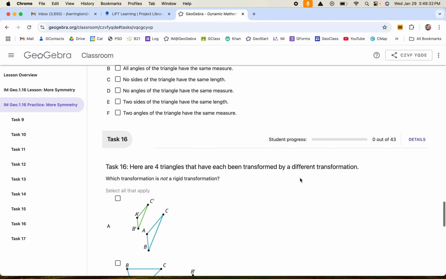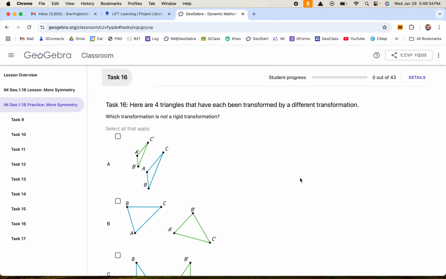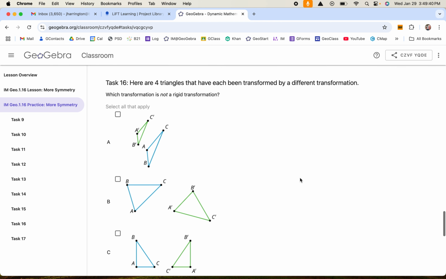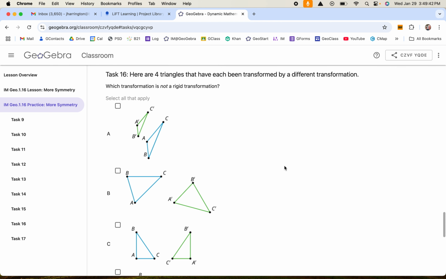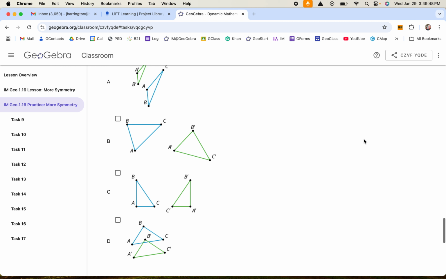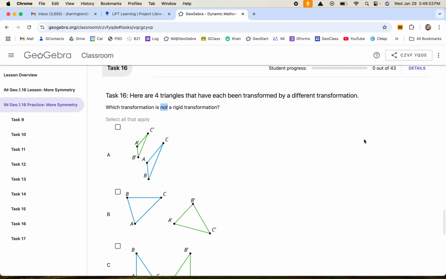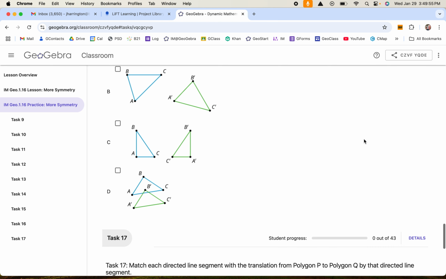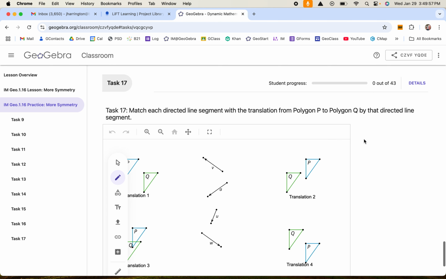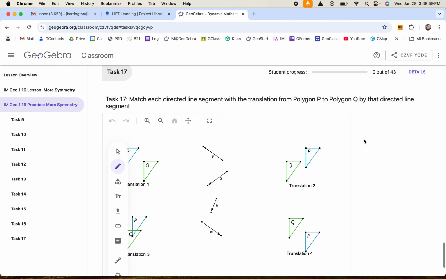Okay. All right. Task 16. There are four triangles that have each been transformed by a different transformation. Which transformation is not a rigid transformation? Okay, so take a look at all of these and try and figure out which one is not a rigid transformation. We know what the definition of rigid transformation is. All right, so here we go.